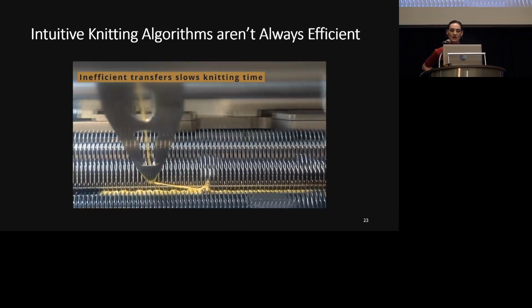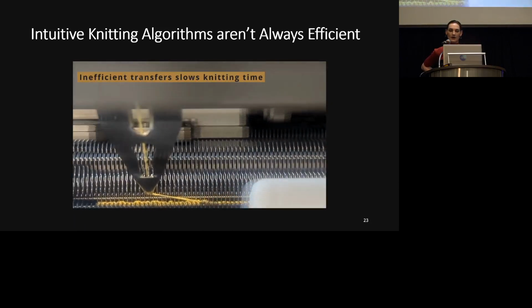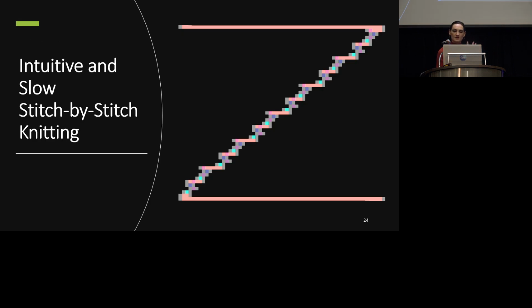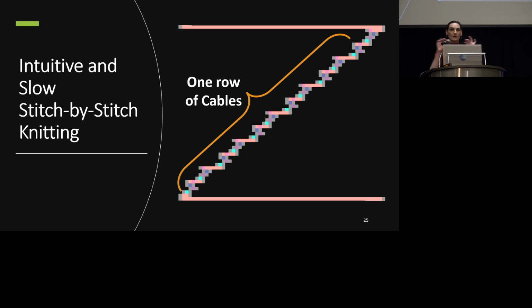So you can see here the yellow yarn is being moved to the back and then back over to the front, and then we're knitting across it. If we slow that down and look at this stitch by stitch, or operation by operation structure, we get this diagonal pattern. And what I want to highlight here is that this is going to create one linear row of cables, or a complex structure like the ones that Hannah was talking about earlier.